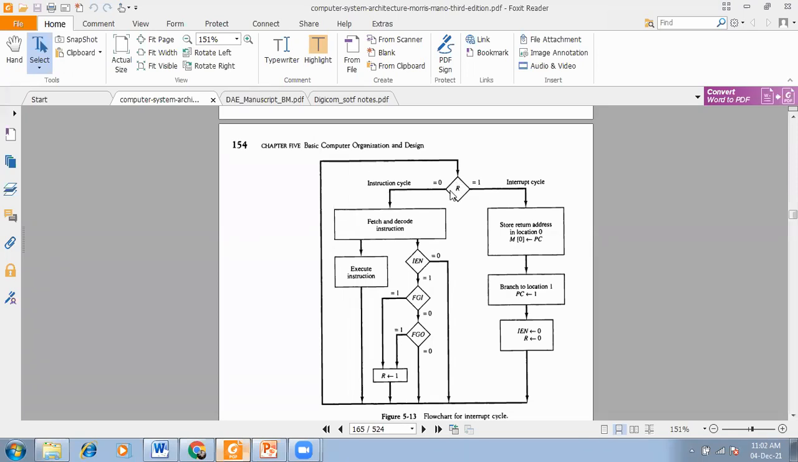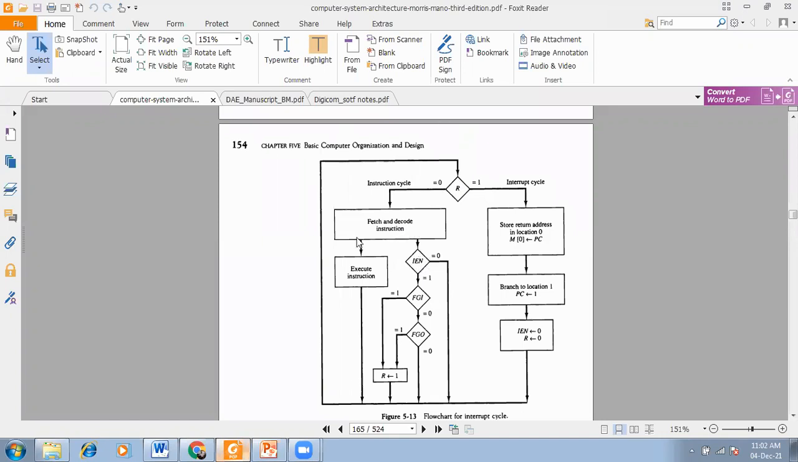Okay, now if R is equal to 0, you have come here, fetch and decode the instruction. Now suppose there is any sort of IN pin. If R is equal to 0, now you have to check the IN pin every time. Okay, initially it is not there, so you came to fetch and decode, but still it can come.